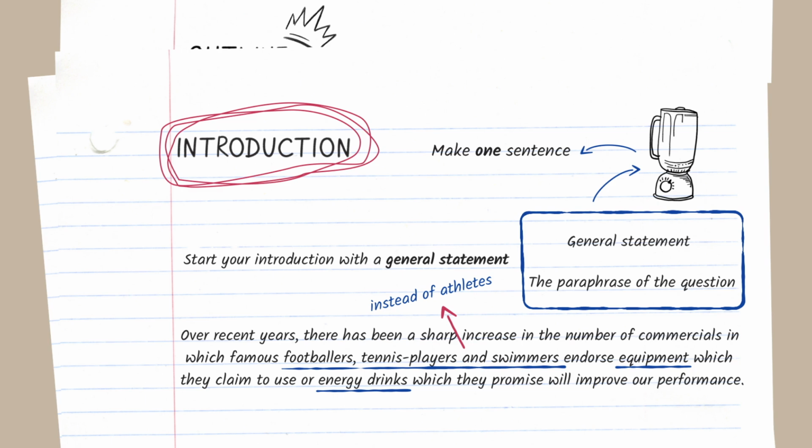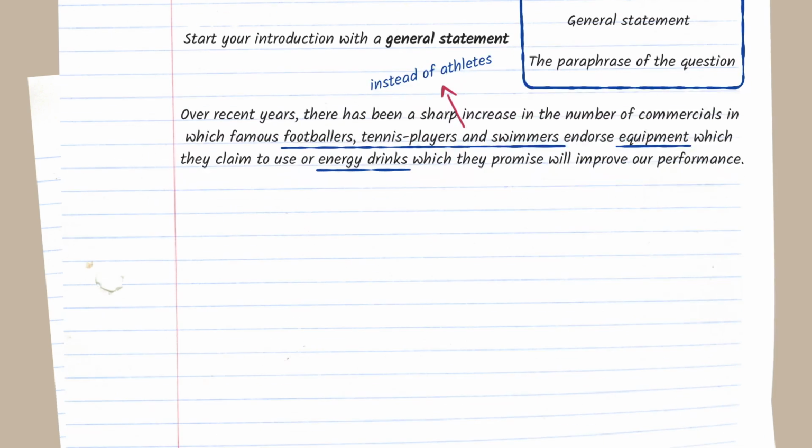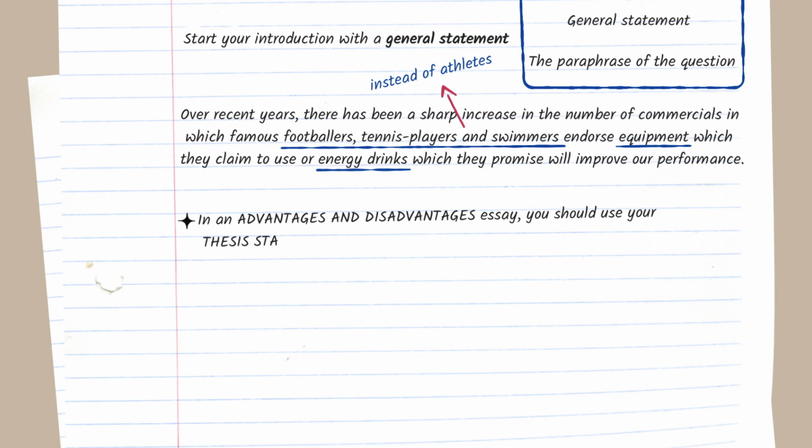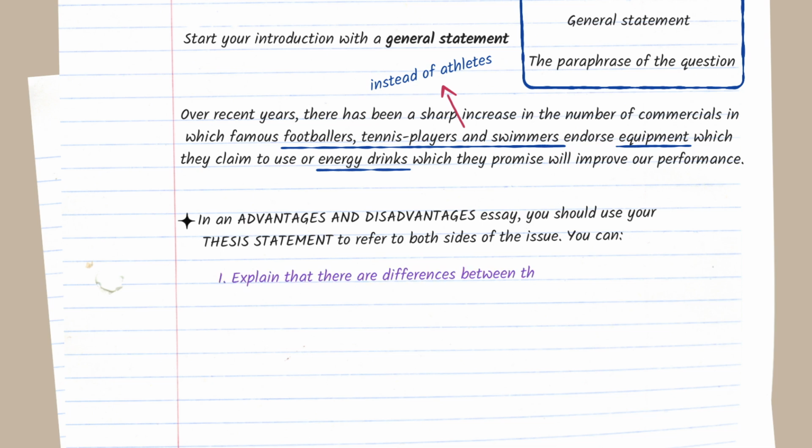Now, it's time to write about our thesis statement. Remember, in advantage and disadvantage essays, you should use your thesis statement to refer to both sides of the issue, all right? So you explain that there are differences between the two sides or views, or you can explain your plan.